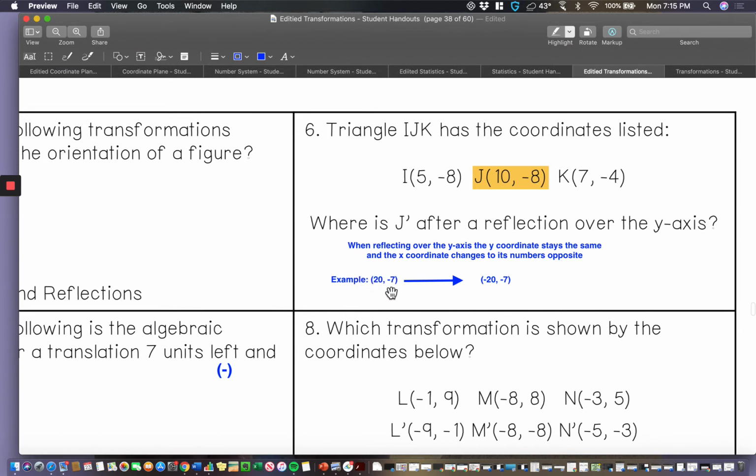So at first, my coordinate here would be 20 and negative 7. If it was reflected over the y-axis, my new coordinate would be negative 20 and negative 7. So I would use this example and apply it to number 6 up there.